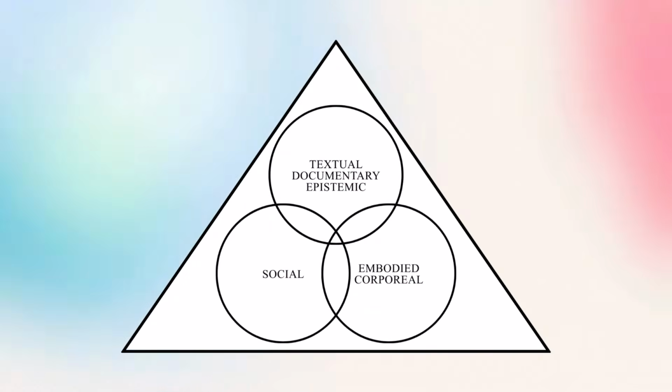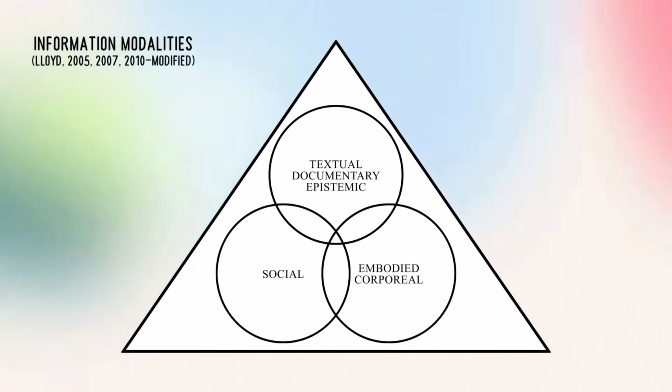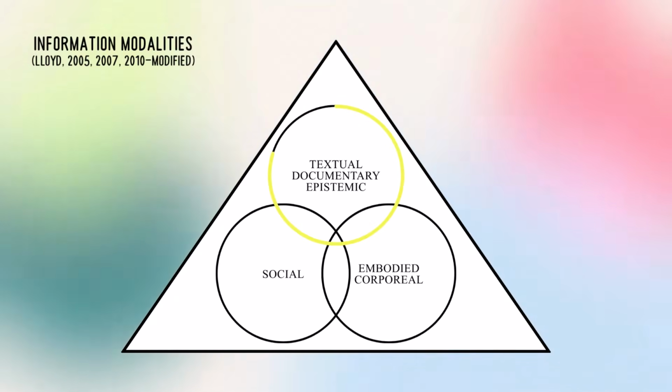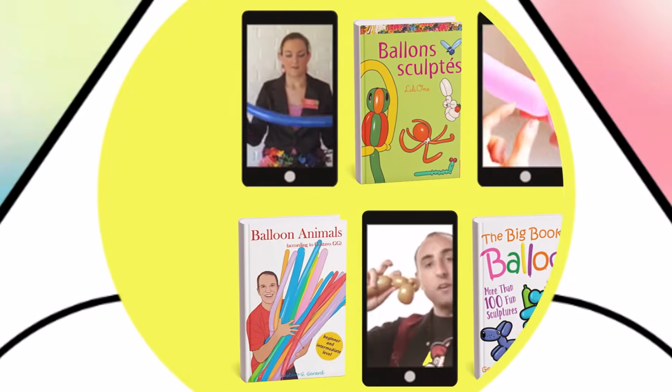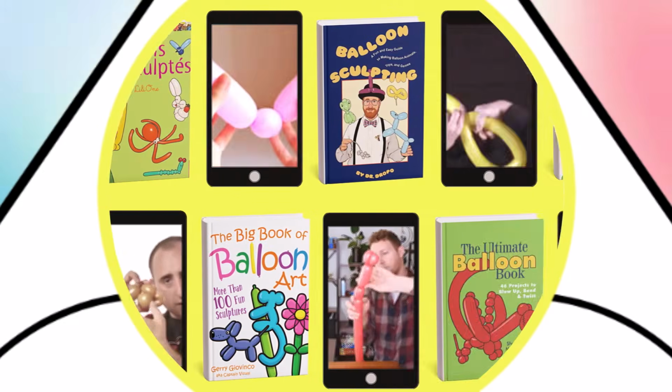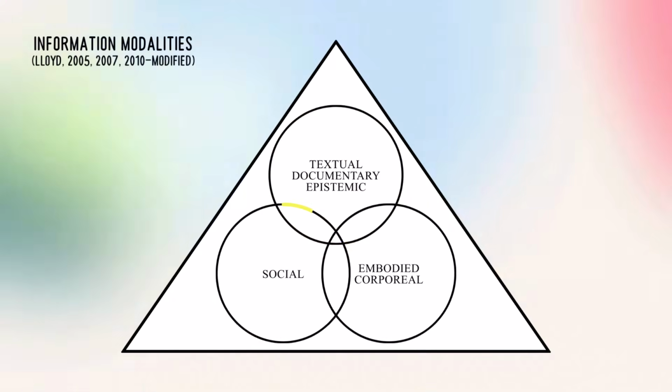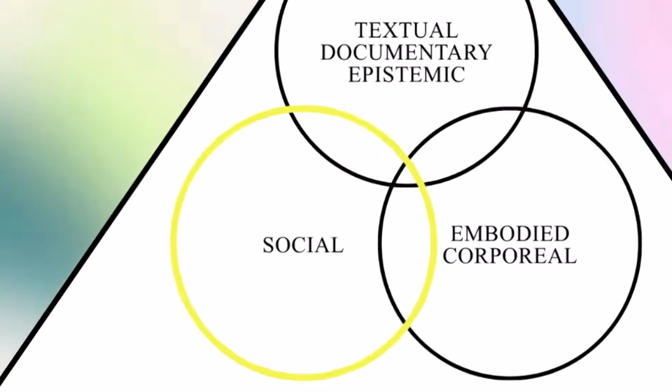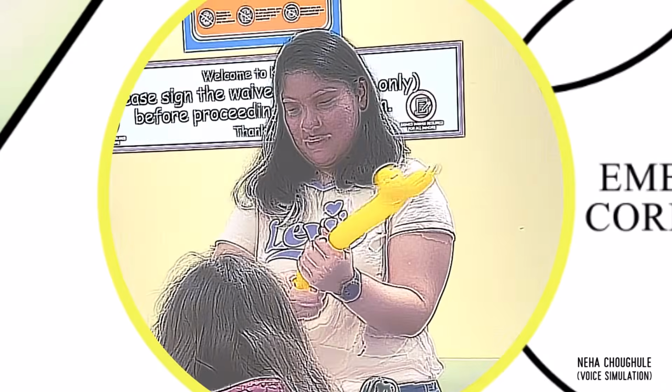In the workshop, we analyze balloon animal twisting through Lloyd's holistic conception of 3 information modalities. Textual, documentary, or epistemic information is codified in a modest popular literature of balloon twisting handbooks and instructional videos. Social information is exchanged when speaking with people during the balloon twisting encounter.